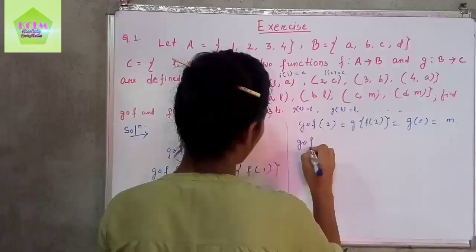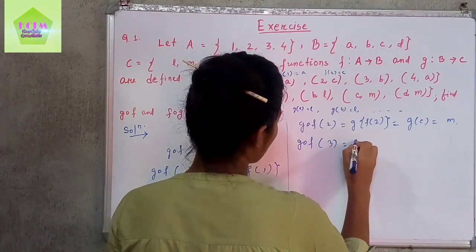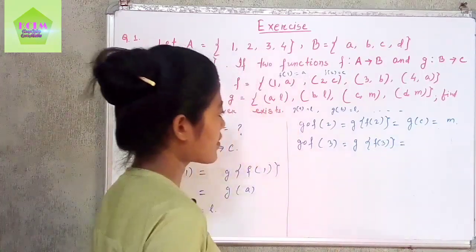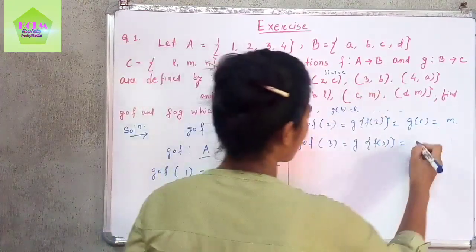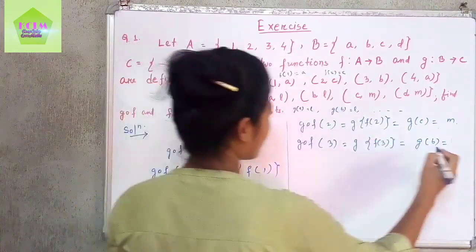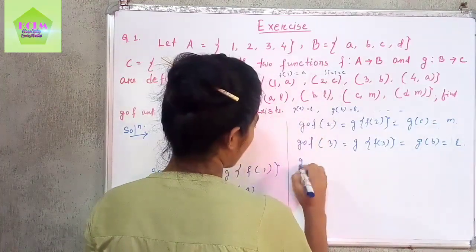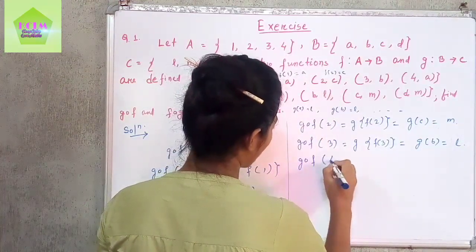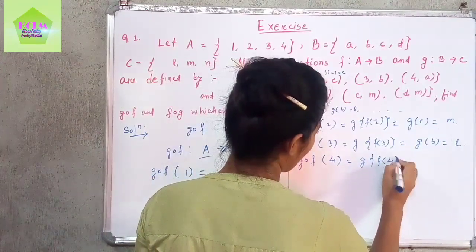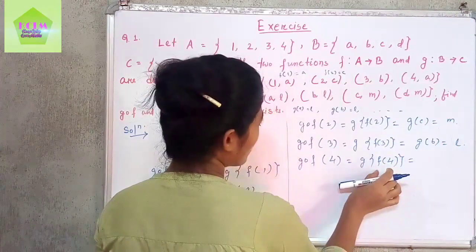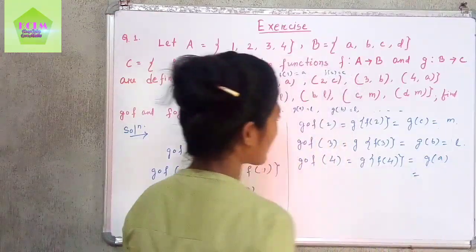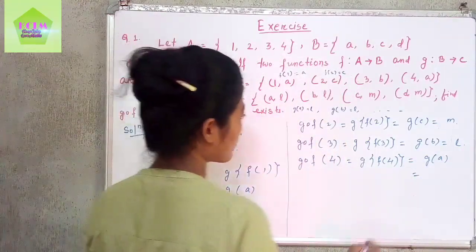Again, g(C) is nothing but M. Similarly, g∘f of 3 equals g of f(3). As given, f(3) will be B. That means g(B). Again, g(B) equals L. The last one, g∘f of 4 equals what? g∘f of 4 equals g of f(4). And f(4) is nothing but A. That means g(A). Again, A has the image L. Therefore, g(A) equals L.